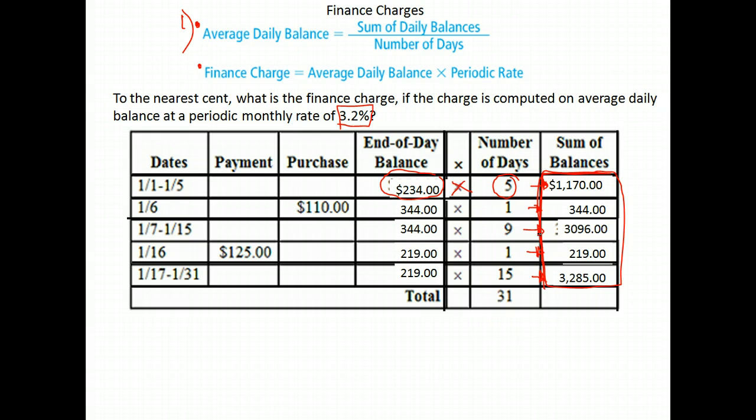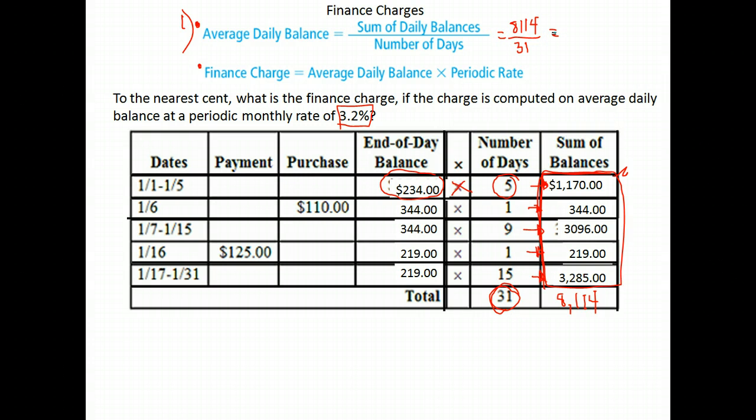Okay, so we are going to add 1,170, 344, 3,096, 219, and 3,285. Okay, we get a total, so the sum of our balances for the month is $8,114. We need to find the average daily balance, so we take that total, 8,114, and we divide by the total number of days, which they did for us there, was 31 days total.